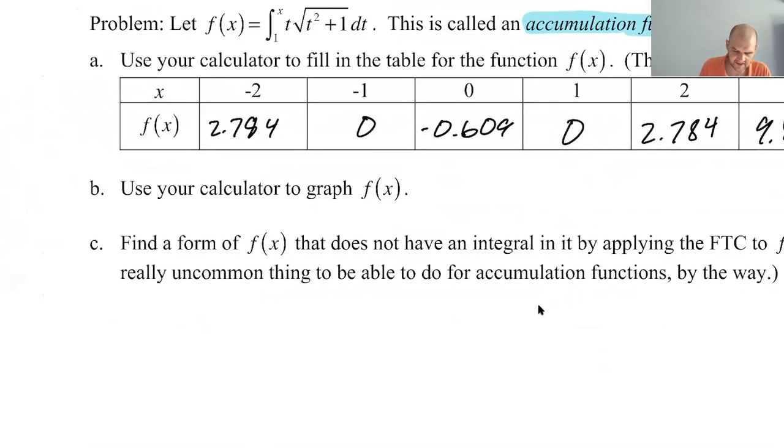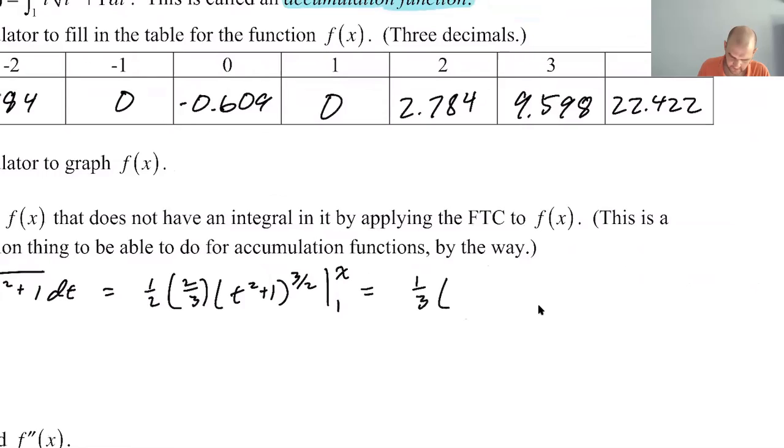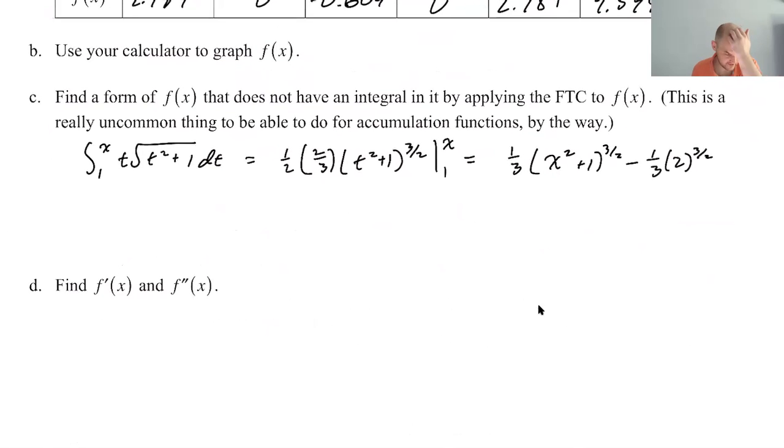But in this case, I think we can, because we want to do the integral from 1 to x of t root t squared plus 1 dt. If I make this u, there should have been a 2 here, so a 1/2. And then it's to the 1/2, so 2/3. And then t squared plus 1 to the 3/2. It'd be plus c, but this is actually a definite integral from 1 to x. So this is 1/3 of x squared plus 1 to the 3/2, minus, when you plug in 1, 1/3 of 2 to the 3/2, which is kind of gross, but that's what it is. So this is f of x.